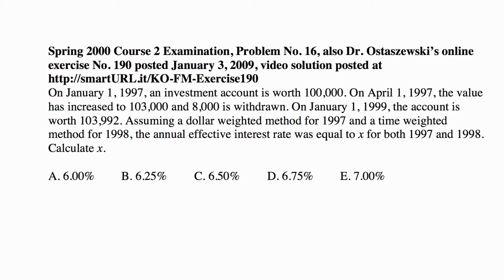Here's an exercise for today for exam FM. On January 1st, 1997, an investment account is worth $100,000. On April 1st, 1997, the value has increased to $103,000 and $8,000 is withdrawn. On January 1st, 1999, the account is worth $103,992. Assuming a dollar-weighted method for 1997 and a time-weighted method for 1998, the annual effective interest rate was equal to X for both 1997 and 1998. Calculate X.